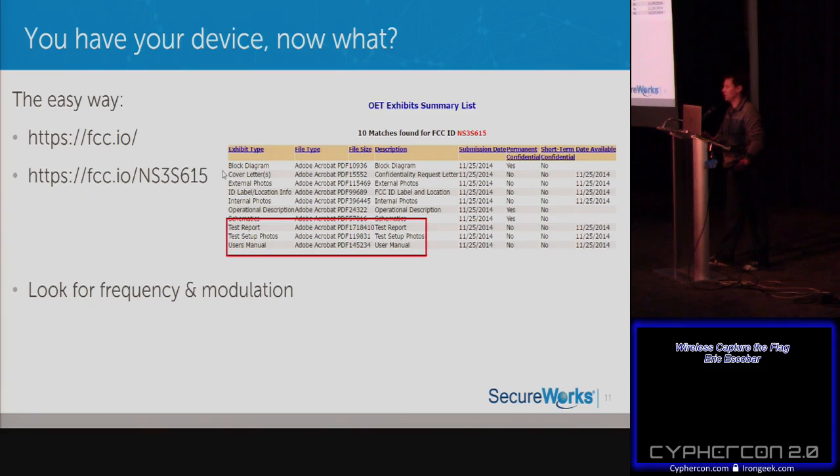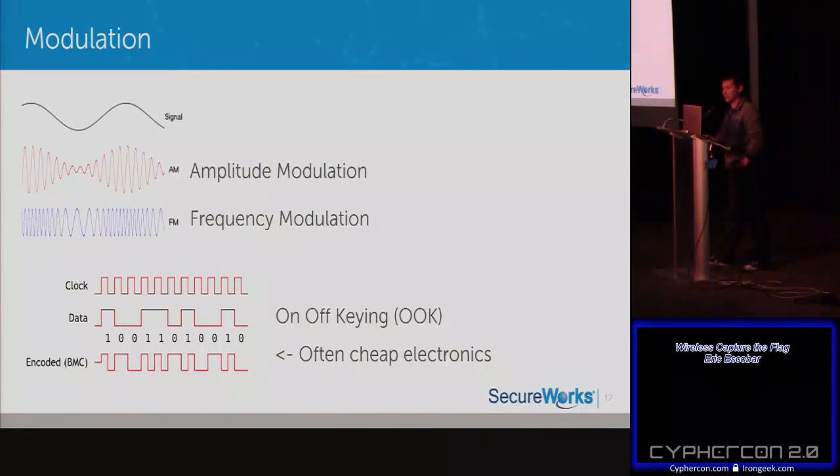And it also makes it really easy if you're in a forum discussion with somebody or you're posting something in Slack to just shoot them this link instead of trying to go dig up the FCC link that would normally come up. And with this, you can look at the test reports, you can see photos, you have the manuals, and really what you're looking for here is the frequency and the modulation.